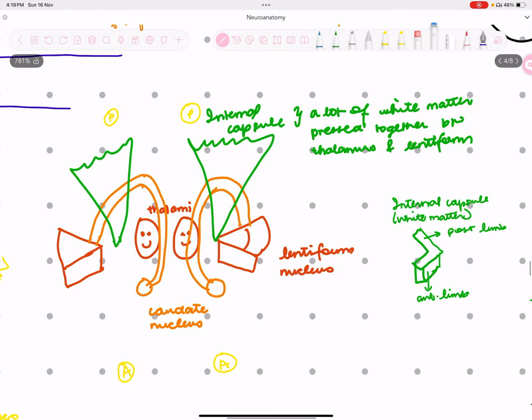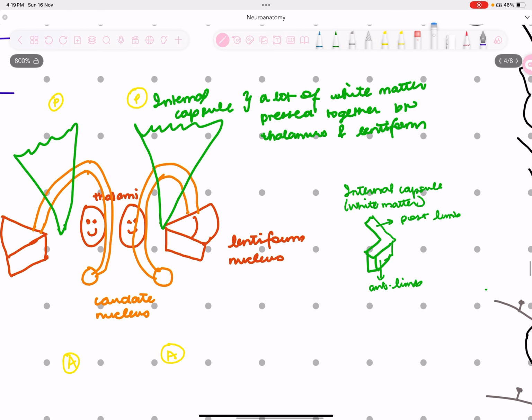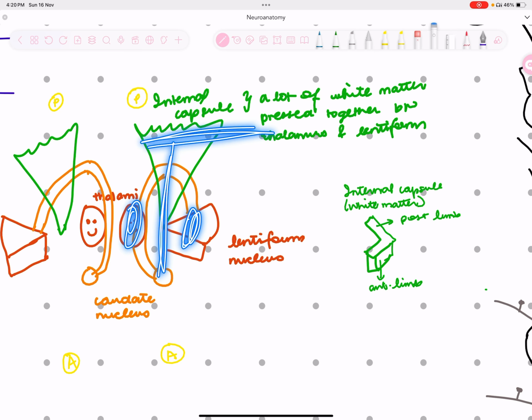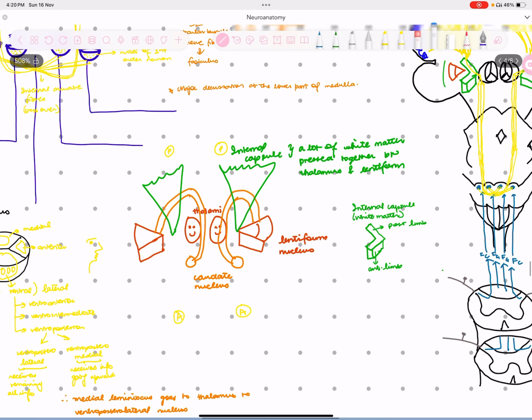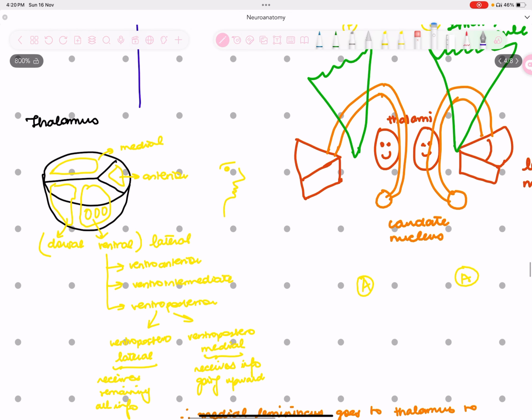I hope you have understood. Now, what exactly is internal capsule? This is the posterior limb, anterior limb. Internal capsule is basically white matter which is pressed between the thalamus and the lentiform nucleus. So there's a lot of white matter pressed between the thalamus and the lentiform nucleus. That's basically the definition of internal capsule. Now moving forward, you understood this anatomy. Now let's talk about thalamus. Your thalamus has a Y-shaped gray matter.